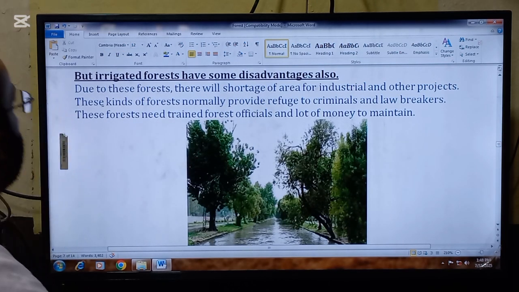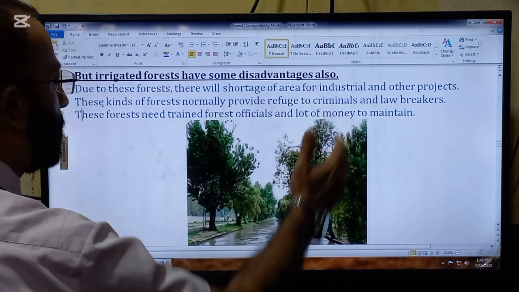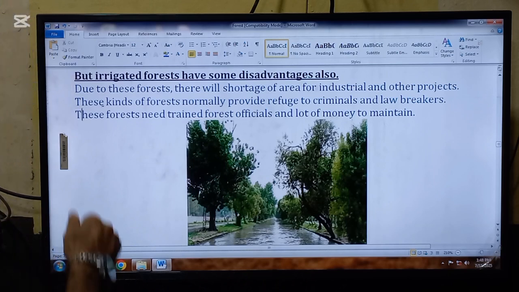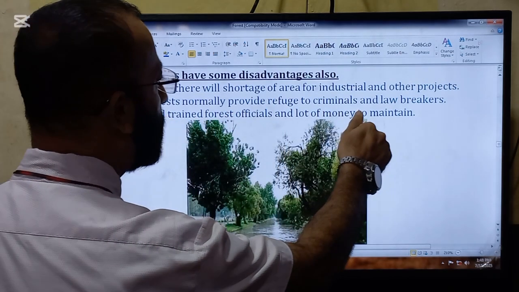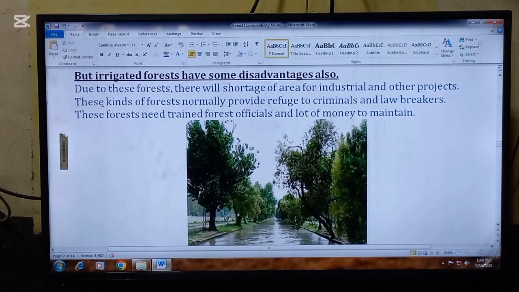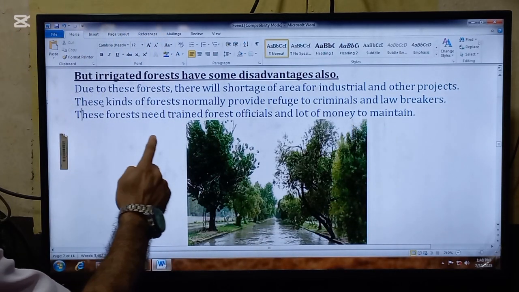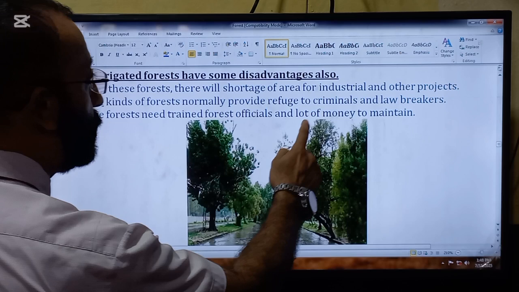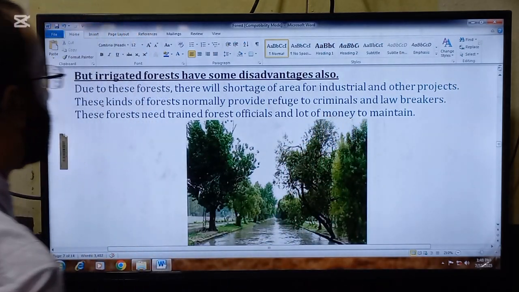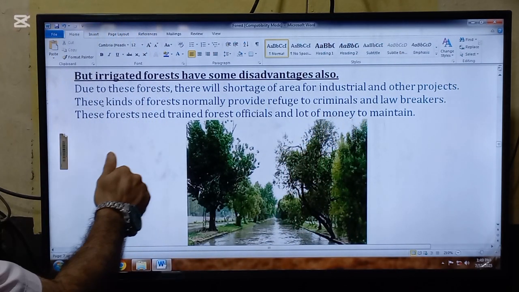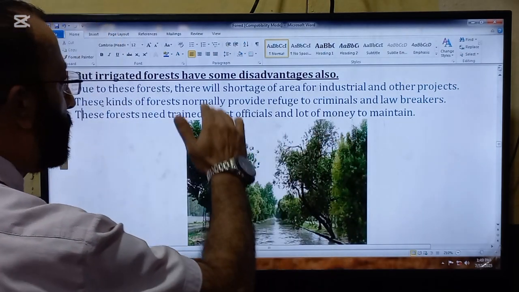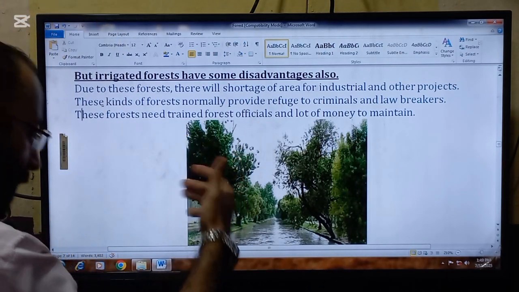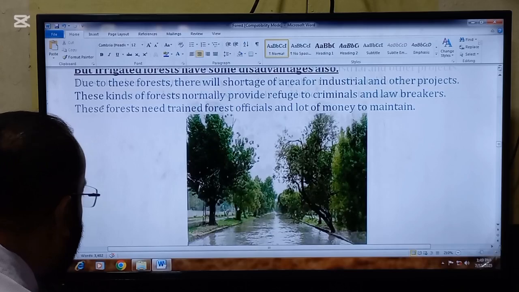But irrigated forests have some disadvantages also. Due to these forests, there will be shortage of areas for industrial and other projects. These kinds of forests normally provide refuge to criminals and lawbreakers. These forests need trained forest officials and a lot of money to maintain. So these are the disadvantages of developing man-made forest.